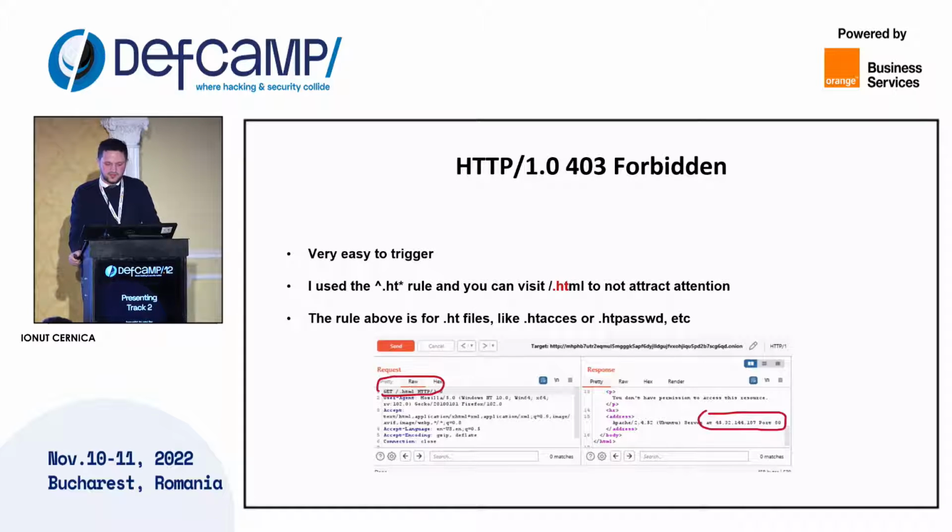So 403 forbidden is triggered by the .ht rule from the Apache servers. And if you write /anything, .ht anything, it will trigger the 403 forbidden because the server tries to protect the HT files like htaccess or htpasswd and won't respond with the content of these files.